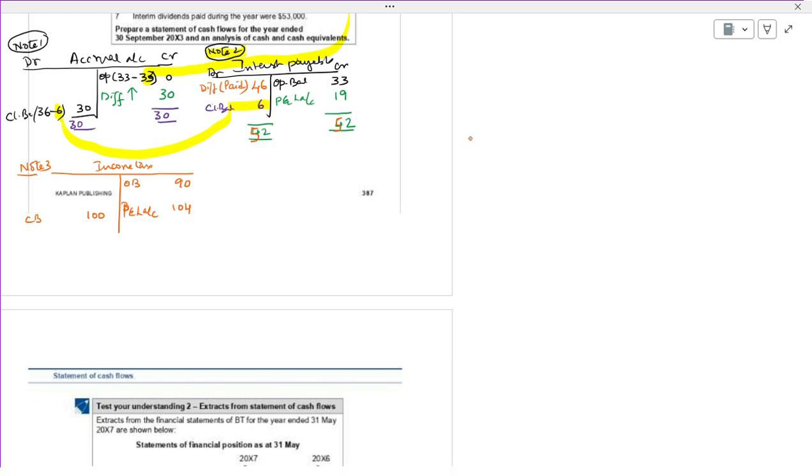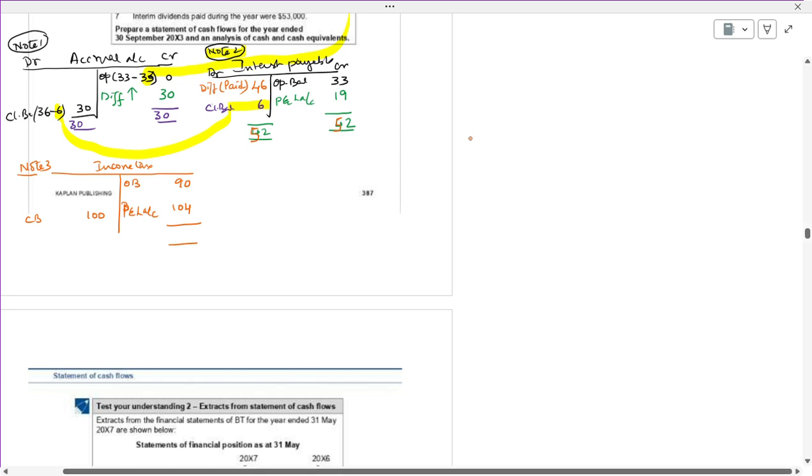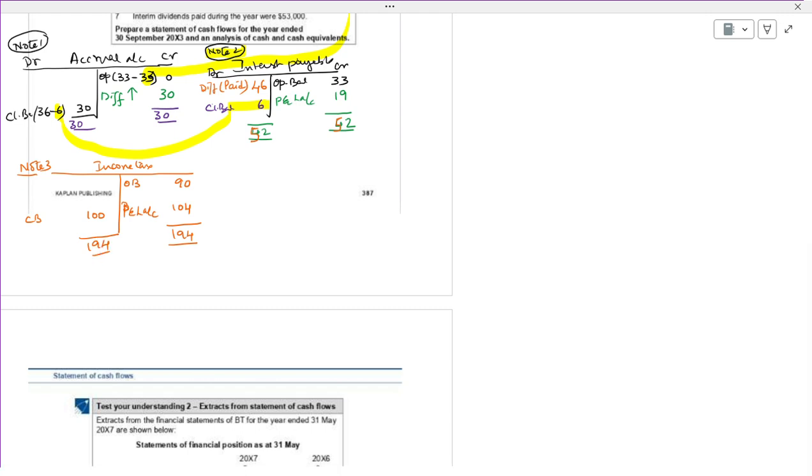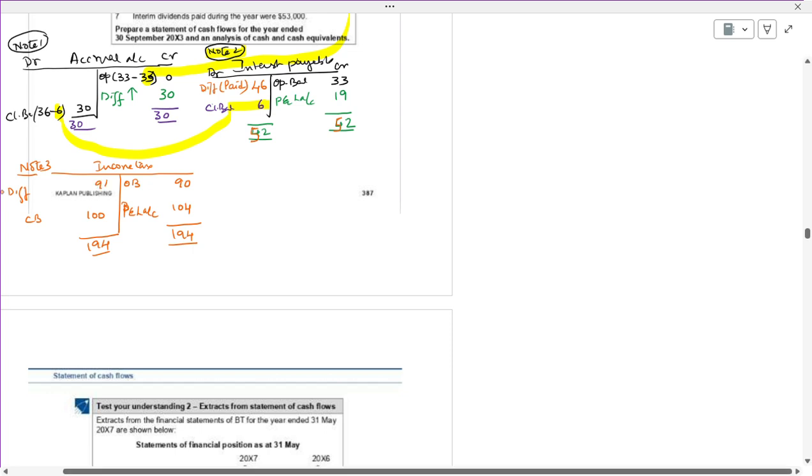See Hussein, liability: opening balance on the credit side, closing balance on the debit side. The profit and loss account is nothing but the provision. They have not paid, it is only provision. Liability increases by 104. Total it. How much will you get? 194. Difference is 94.